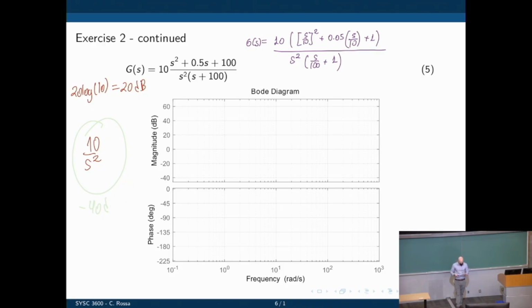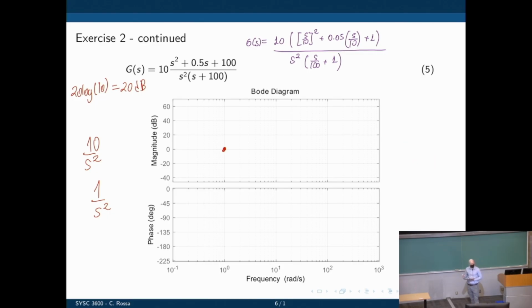So let's start by considering only the pole at the origin, 1 over s squared. That would result in a constant slope of negative 40 dB per decade that will pass by 0 decibels at 1 radian per second. We have 1 over j omega; the magnitude is 20 log of 1 over omega. When omega is 1, this is 20 log of 1, which is 0. So the Bode plot would have to pass by 0 decibels at 1 radian per second.